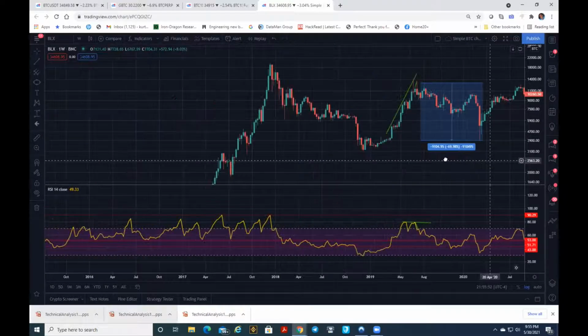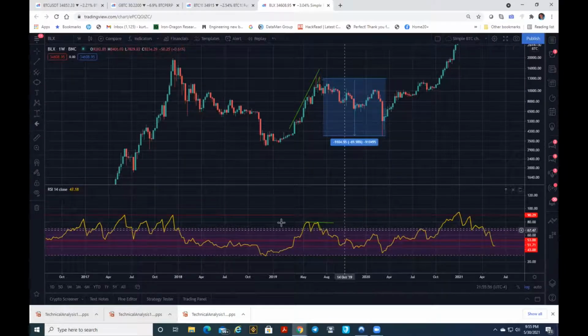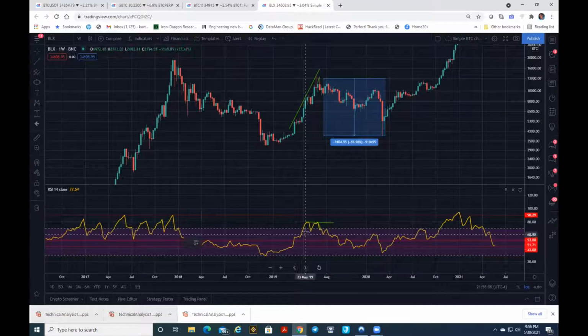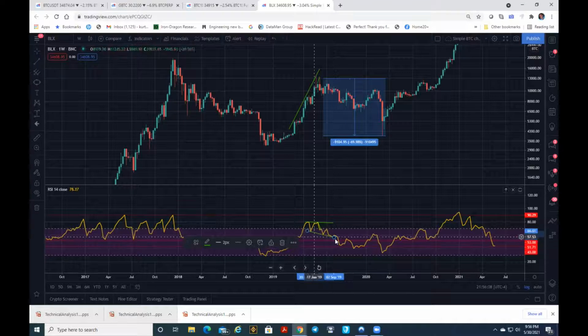There's no bullish divergence on this, but you could do this. Once you start seeing structure on the RSI too, you have some points that you can look at, right? So here's some structure on that.